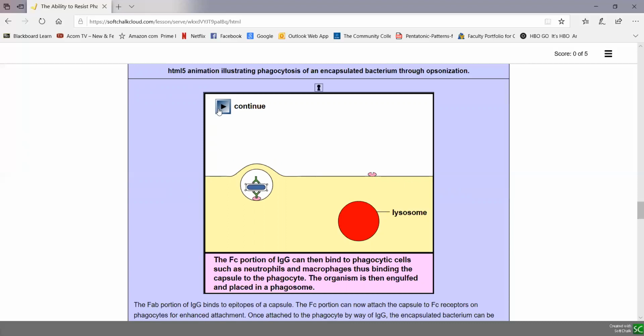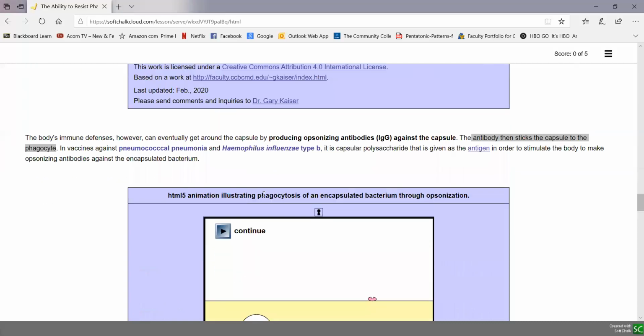But the only problem is, if we've never seen that capsule before, it could take us 5 to 10 days to make protective levels of antibodies for opsonization. And during that time, the capsule is resisting unenhanced attachment. So what we do sometimes is we teach the body how to make these opsonizing antibodies against the capsule ahead of time. And we inject this capsular material as a vaccine.